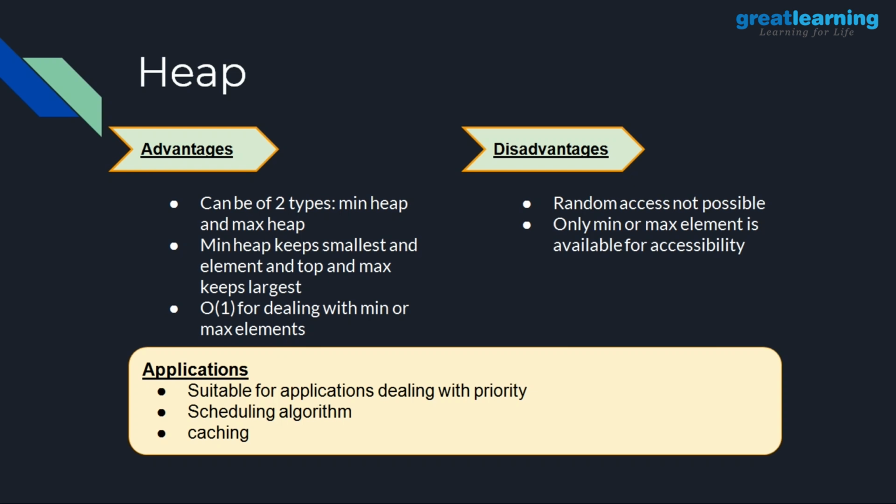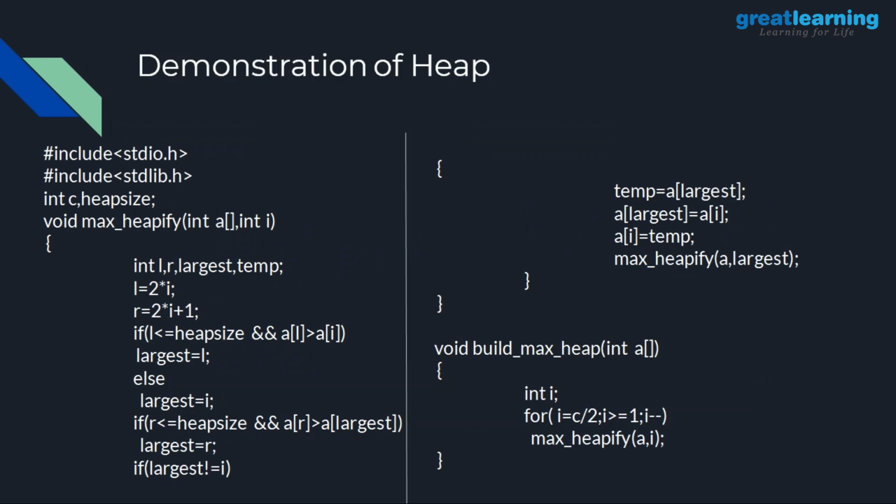Okay, what are the applications? When we're dealing with priority, we can use heap. We can use it while scheduling algorithms, right? Caching, we can use it in caching, right? So let's now see the demonstration. So I'm building a max heapify. Similarly, you can make some changes. It is your assignment once again to build a min heap. So let's talk about first heapify, max heapify.